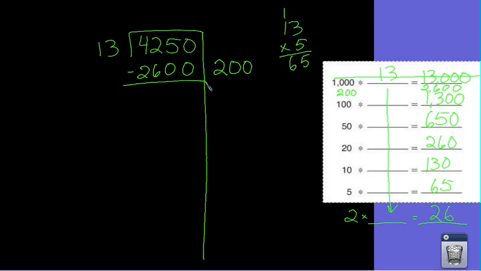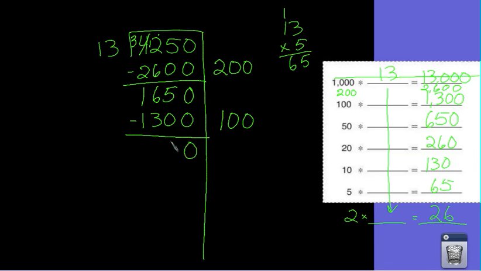Then I subtract. 0, 5 minus 6 is 6, 3 minus 2 is 1. So now I have 1,650. Come over to my chart. Right here, I can use 100 for my partial product. 100 times 13 is 1,300. I subtract.